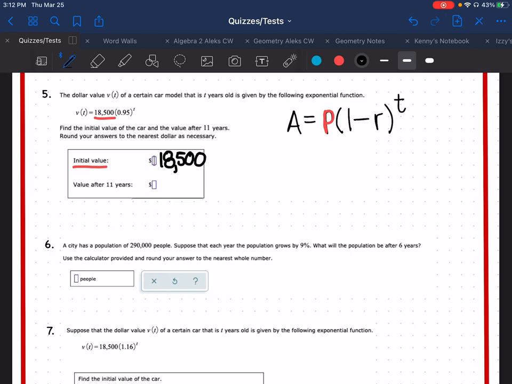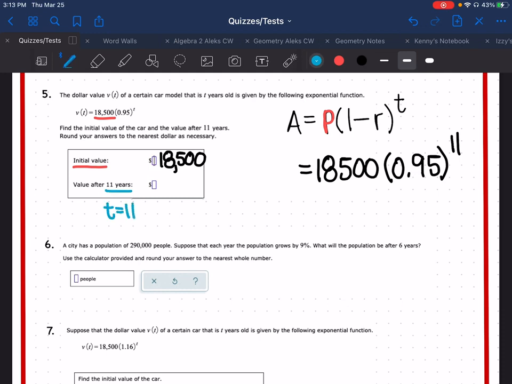For the last one, they're giving you T. And so you're just going to go ahead and grab the calculator, and you're going to put 18,500, and you're going to put parentheses 0.95 raised to the 11 years. T equals 11. You're going to plug that into the calculator.